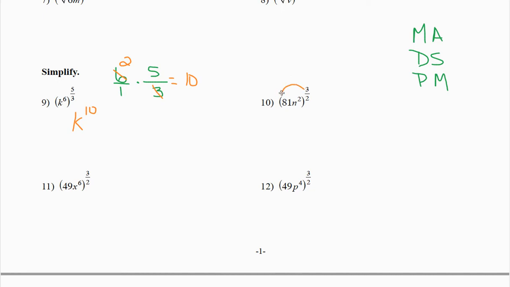Okay, again, we're going to distribute our exponent. And we'll talk about 81 to the 3/2 power in just a second. But let's do 2 over 1 times 3 over 2. Again, there's a 2 both at the top and the bottom. They cancel each other out. We are left with 3 over 1, which is the same thing as 3. So this becomes n to the 3rd.